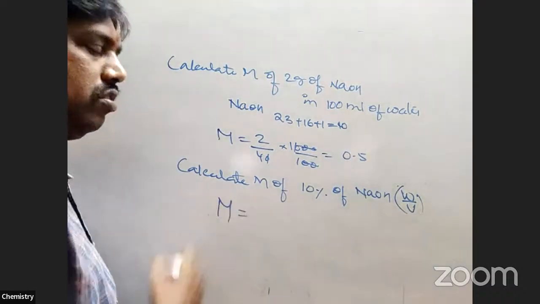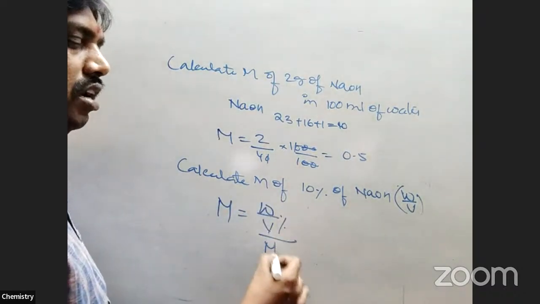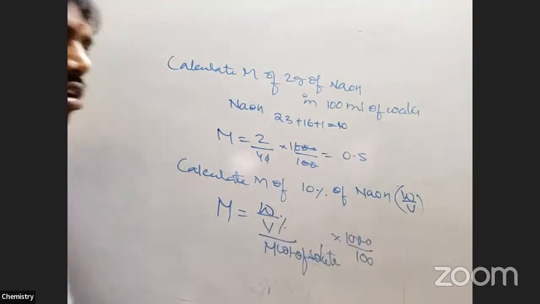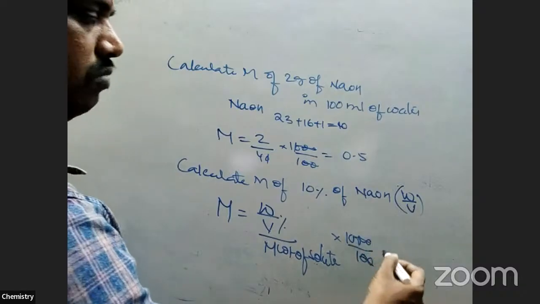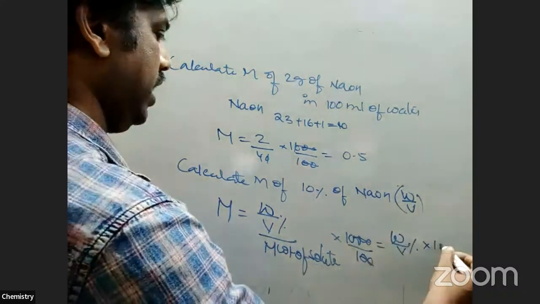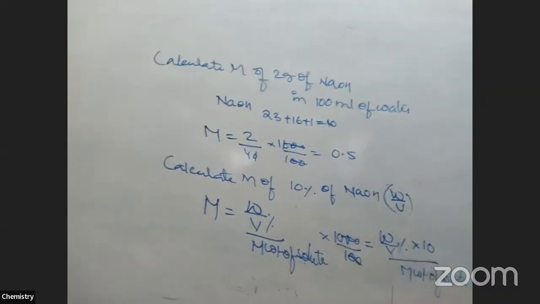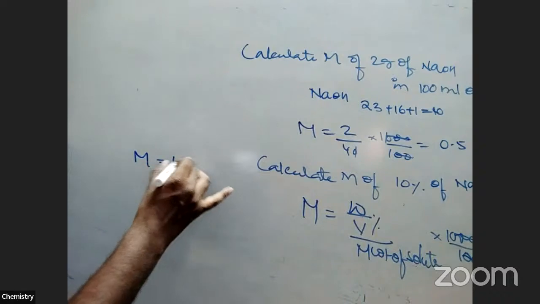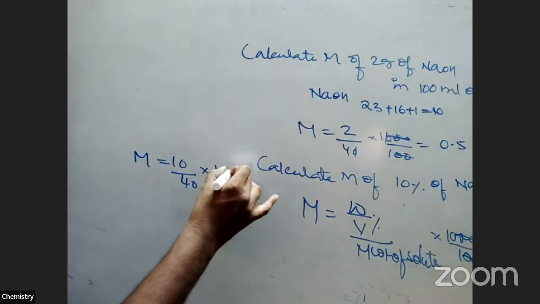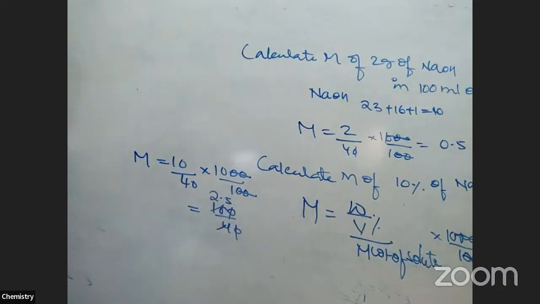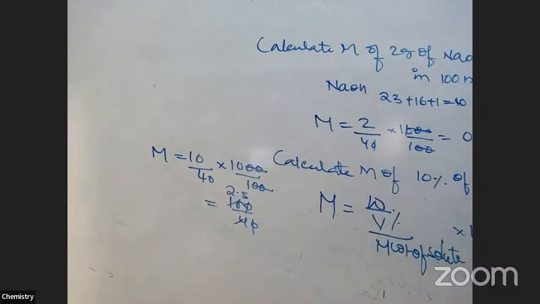So in this case, molarity is equal to, use the formula, weight by volume percentage over molecular weight of solute into 1000 by 100, or we can divide this and take it as weight by volume percent into 10 by molecular weight of solute. So here, 10% molarity is equal to 10 by 40 into 1000 by 100. What is the value we get? 100 by 40, 2.5. What is the molarity of the solution? That is equal to 2.5.